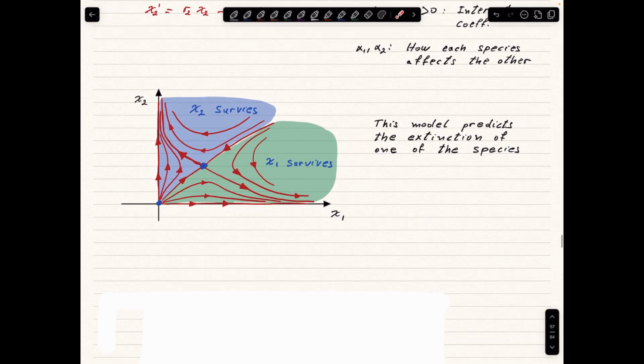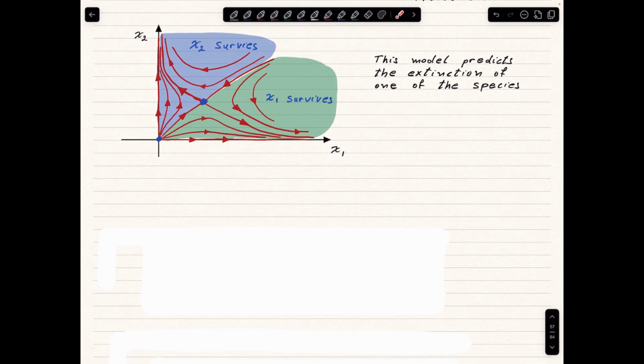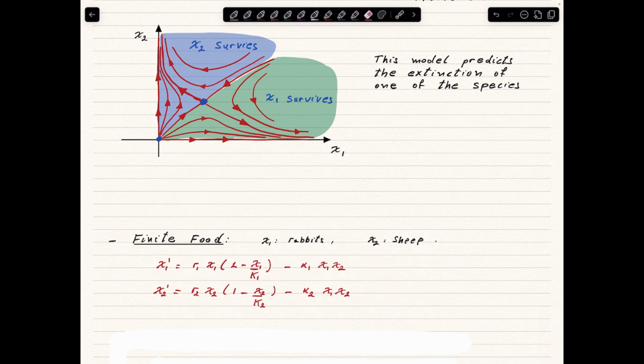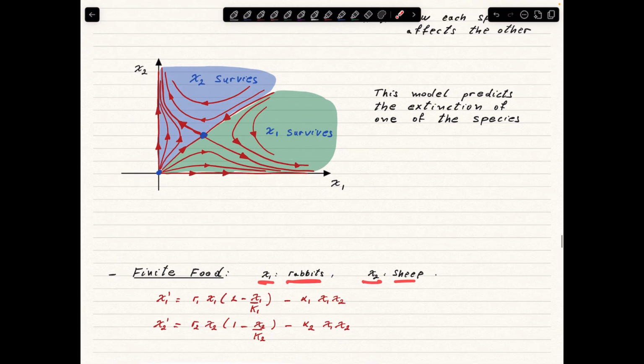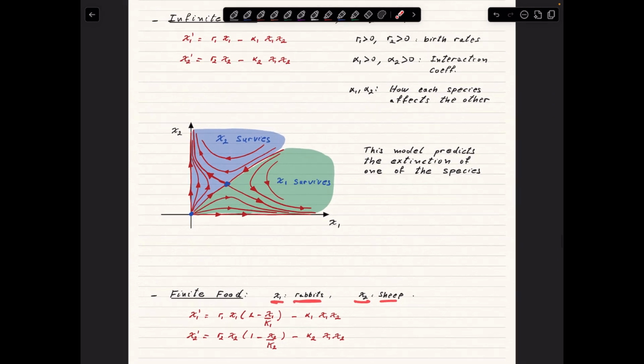And now, in this video, we are going to focus on the competing species with finite food resources. Again, we have x1 and x2, which are the populations of rabbit and sheep. And what is the main difference with the other equation? Let's put both equations together.